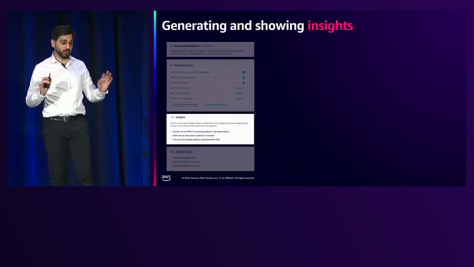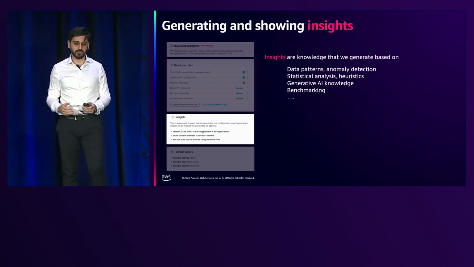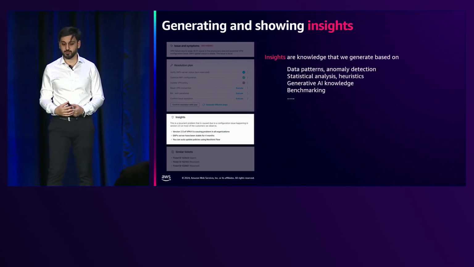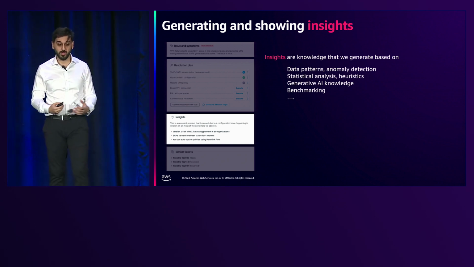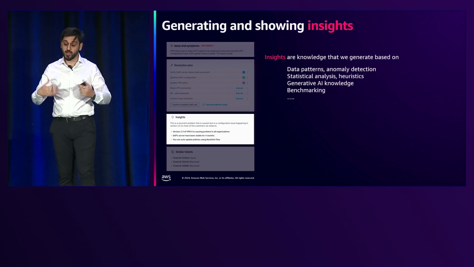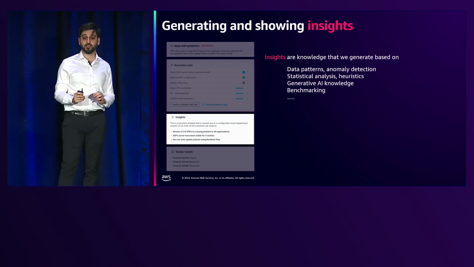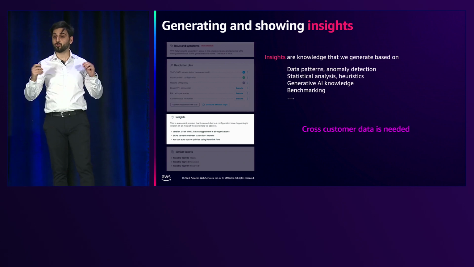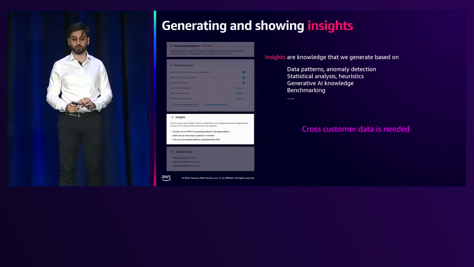Now I want to actually highlight another part of Autopilot, which is the insights. So insights are basically this knowledge that we generate based on different techniques. It could be machine learning techniques from data patterns, anomaly detection, statistical analysis, and also using GenAI techniques. And to generate good insights, you need a lot of data. The more data you have, the better your insights are. So cross-customer data for us was super important.